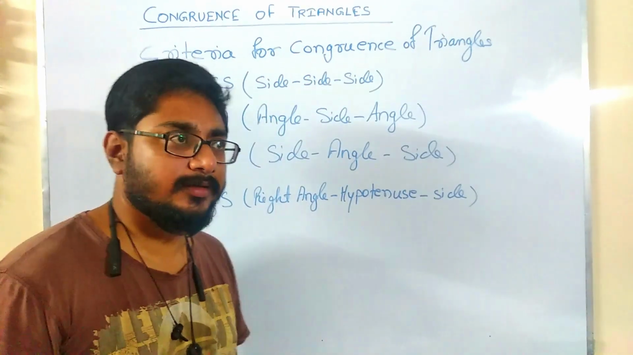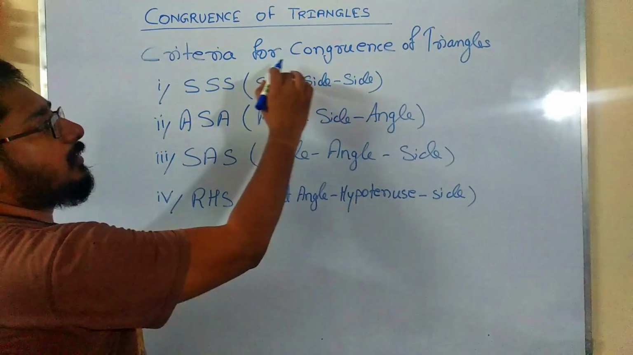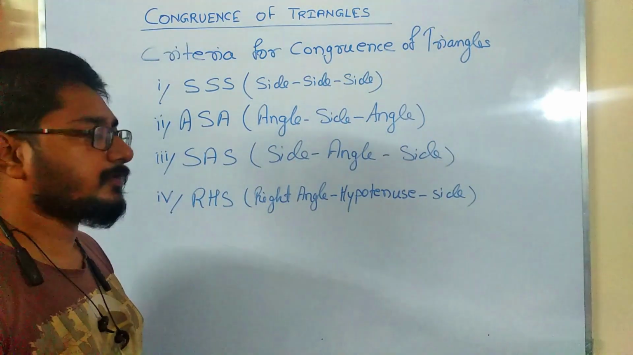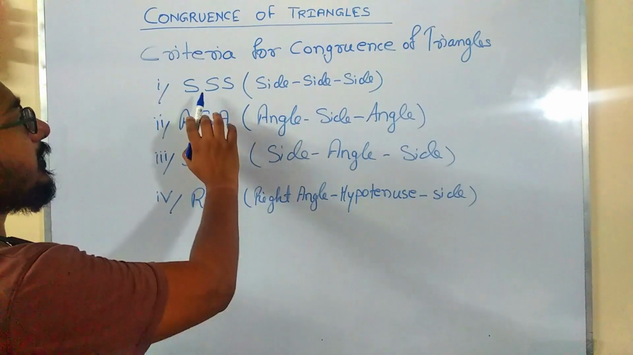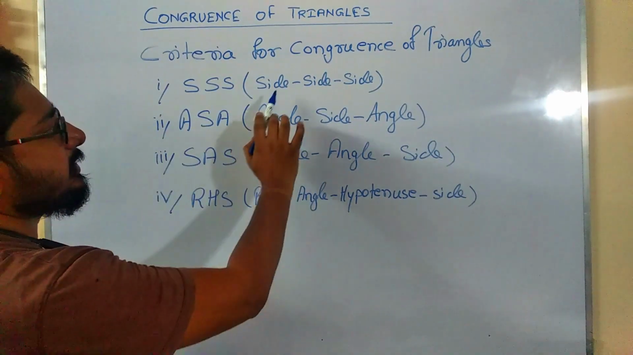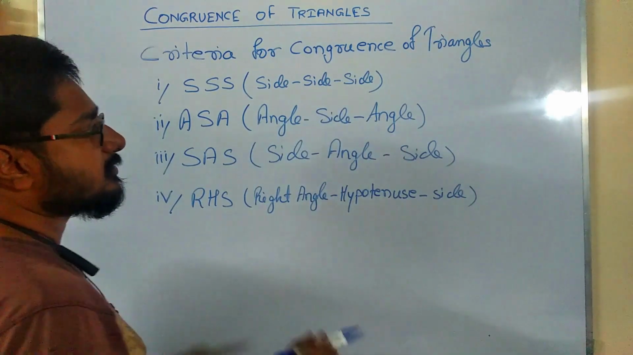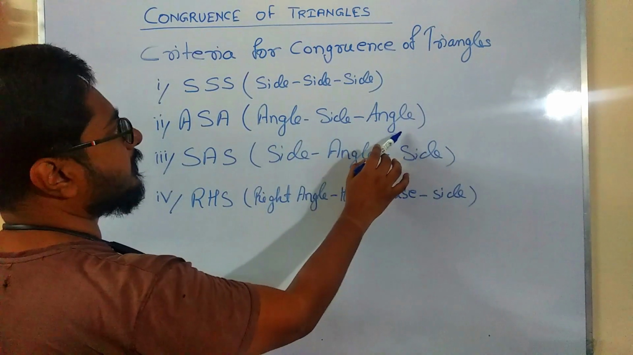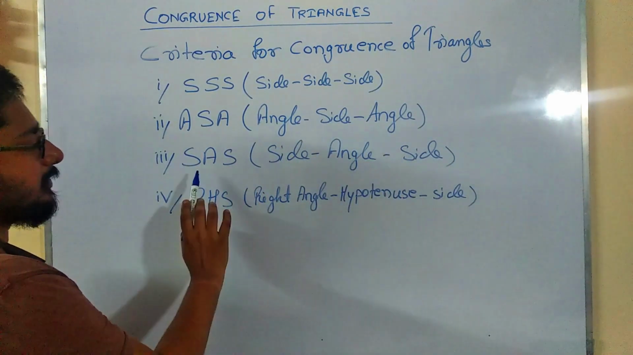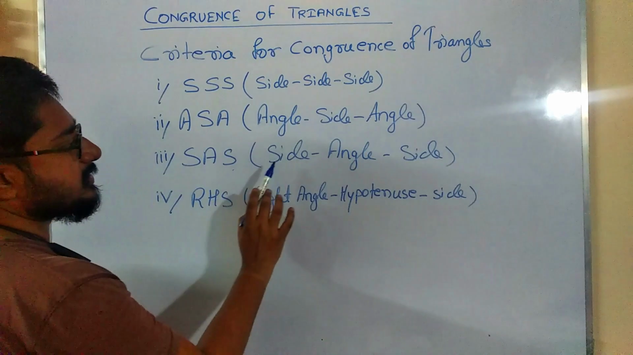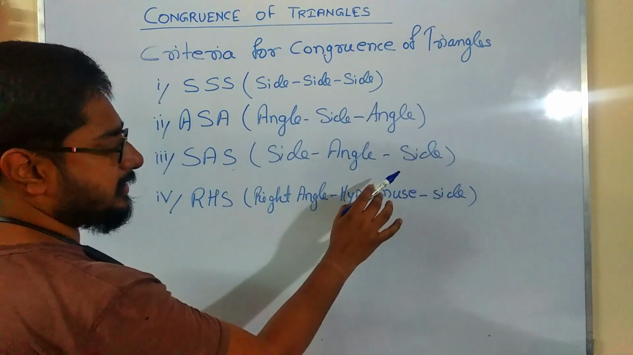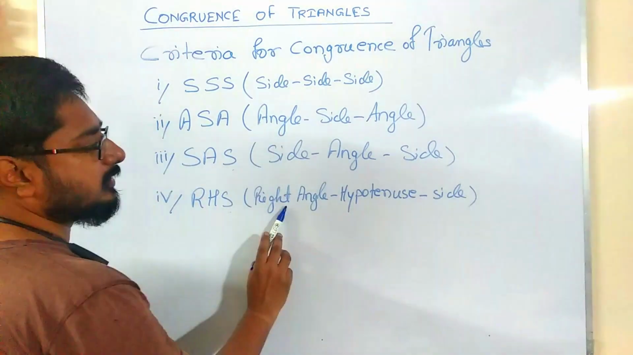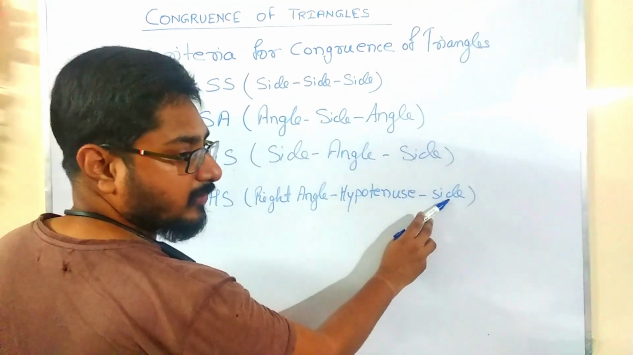So now we will learn some criteria for congruency of triangles. Mainly there are four criteria for congruency of triangles. Number one is SSS, or you can say side side side. Second one is ASA, or angle side angle congruency criteria. Third one is SAS, that means side angle side congruency criteria. And fourth one is RHS, that means right angle, hypotenuse and side congruency criteria.